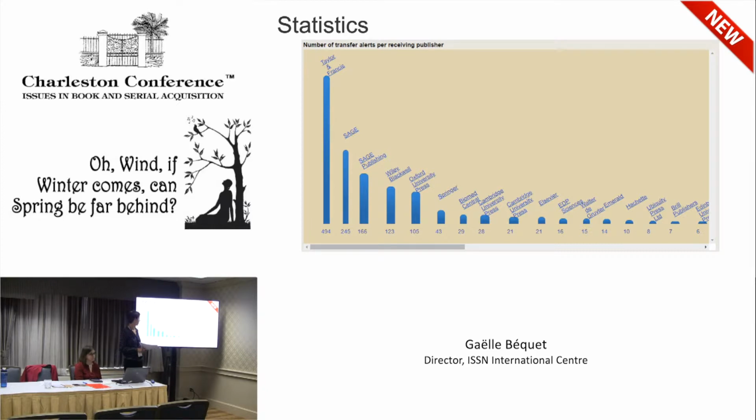And another new feature are statistics. This is one example. It shows that Taylor and Francis, on a certain period of time, or since the inception of the database, has bought 494 journals. Then the second one is Sage. Oh, here, Sage Publishing. That's an issue, we have to merge these two. And Wiley Blackwell, okay, with 123 journals acquired.